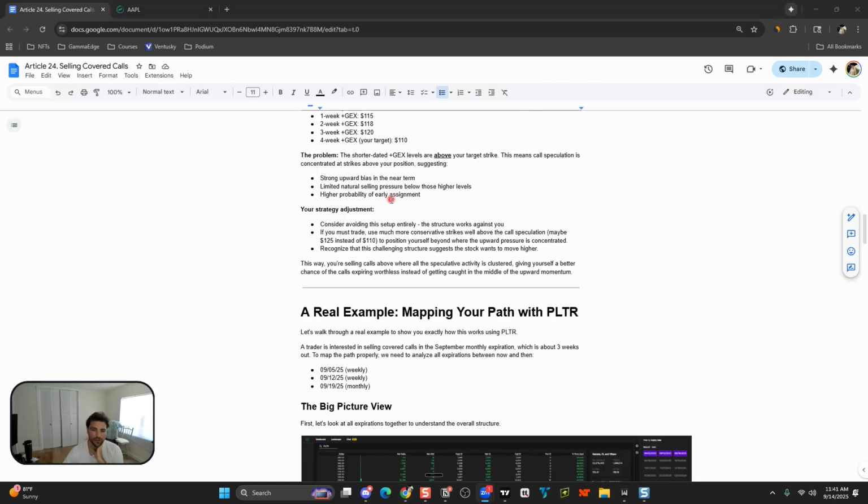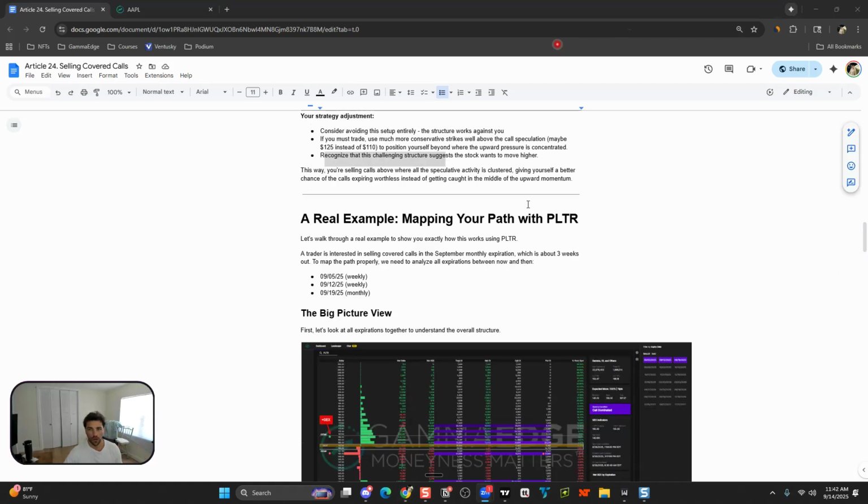So in terms of adjusting your strategy when this happens, consider avoiding this setup entirely, right? The structure is working against you. So, if you must trade, use more conservative strikes well above the call speculation, maybe 125 rather than the 112, 115 we were saying earlier. But ultimately you need to recognize that this challenging structure suggests that the stock wants to move higher. Right, so just recapping the lesson up until this point: we've gone through why looking under the hood at positioning in the options market makes sense for selling covered calls. We've gone through plus GEX, the importance of plus GEX. We've gone through the two scenarios, scenario 1, scenario 2.